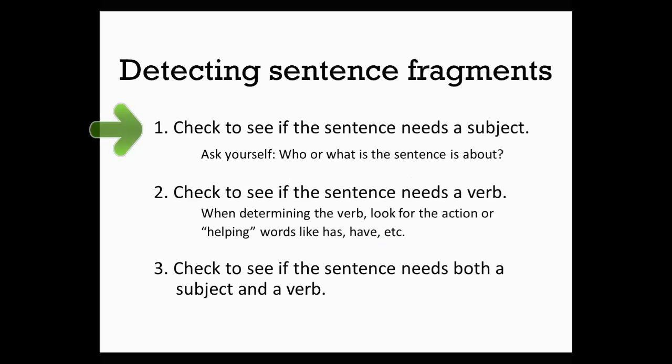First, check to see if the sentence is missing a subject. You can ask yourself who or what the sentence is about to help you find the subject. Next, check to see if the sentence needs a verb. You can look for action words or helping words like "has" or "have" when trying to find the verb. In some cases, a fragment may be missing both a subject and a verb. In other cases, you may be missing only a subject or only a verb.